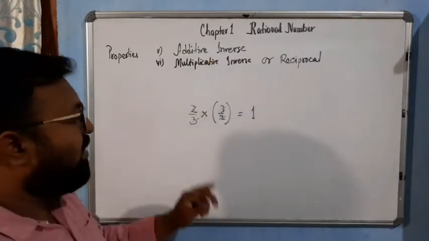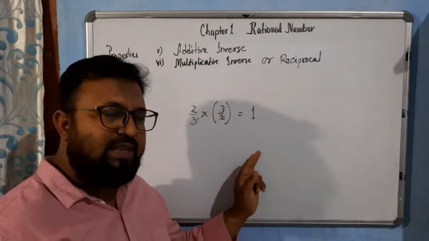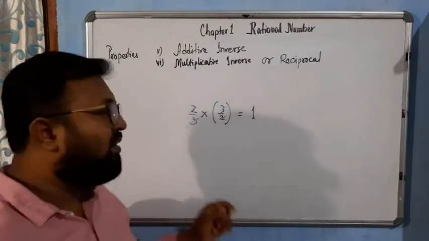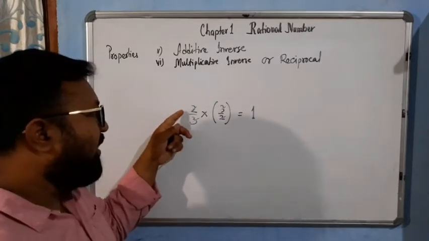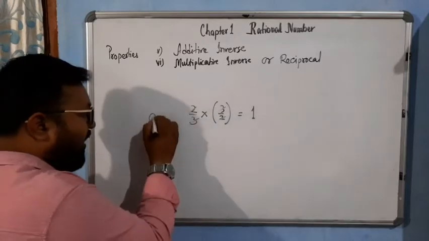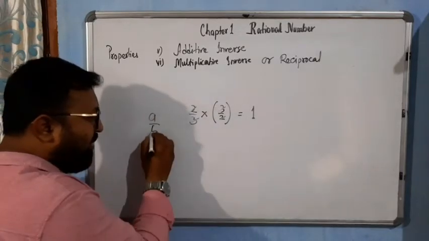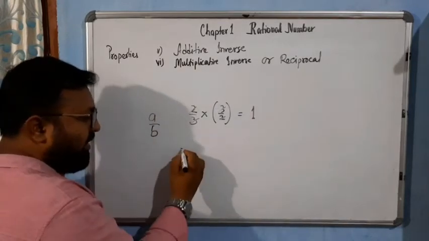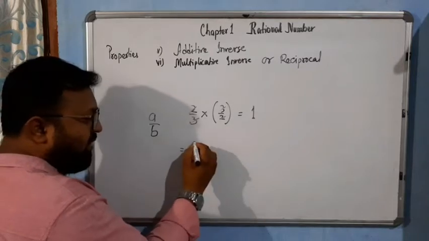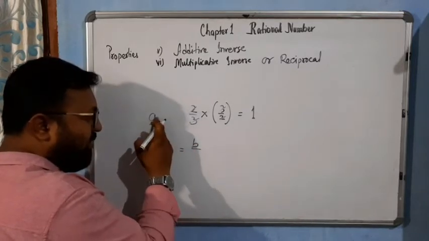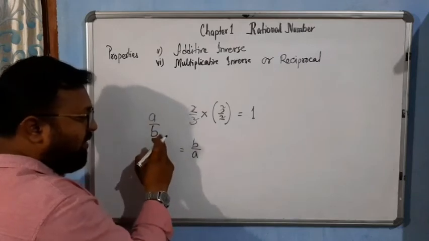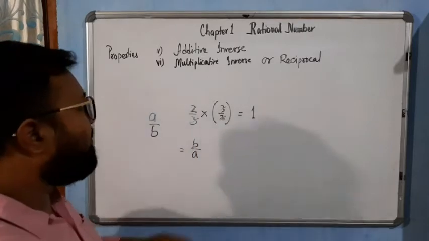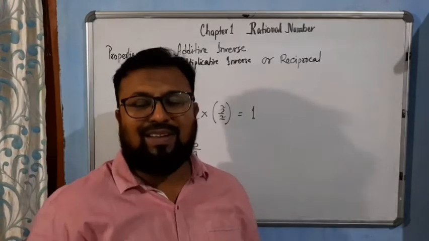In additive inverse, whatever number we have, we simply change the sign, and in the case of multiplicative inverse, we simply take the reciprocal of that number, or we shift the numbers. Suppose a by b, where a is in the numerator and b is in the denominator. To find the multiplicative inverse, we simply shift the value of the denominator to the numerator place and the numerator to the denominator place. So the multiplicative inverse of a by b is b by a. I hope you have understood this topic very nicely. Now come to the next property.